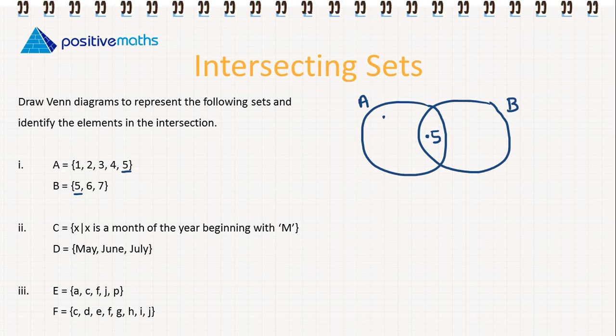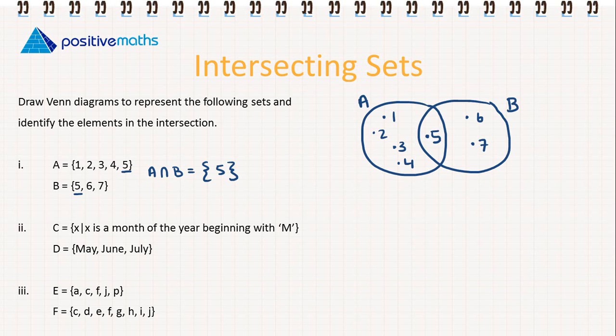Then we fill in the rest of the elements that are in A, so 1, 2, 3, and 4, and the rest of the elements that are in B, 6 and 7. So we say that the set A intersection B is equal to just the element 5. Okay, our second example. We have C is the set where x is a month of the year beginning with M, and D is equal to the set May, June, and July.